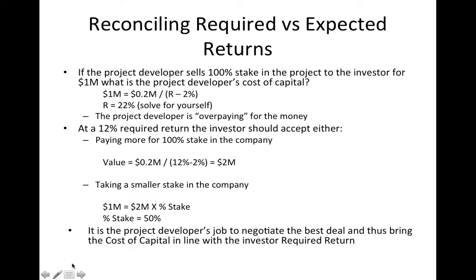Here's the key. It is the project developer's job to negotiate the best deal. Okay? If they are good negotiators, then they will bring the cost of capital for the project in line with the required return from the investor. And so the cost of capital will be 12%, the required return will be 12%. And we can just make that assumption for both.